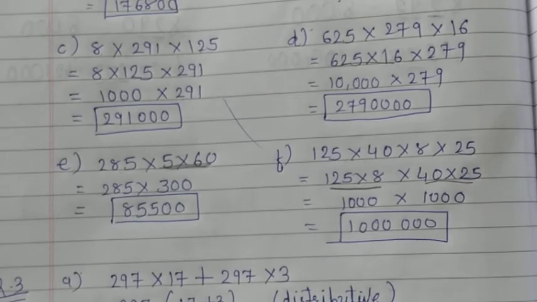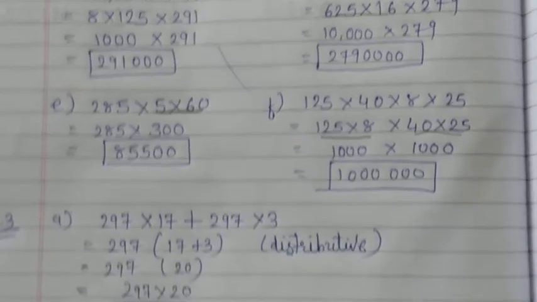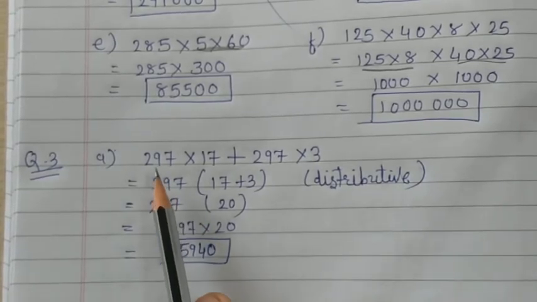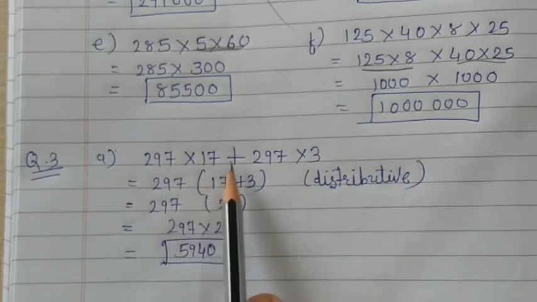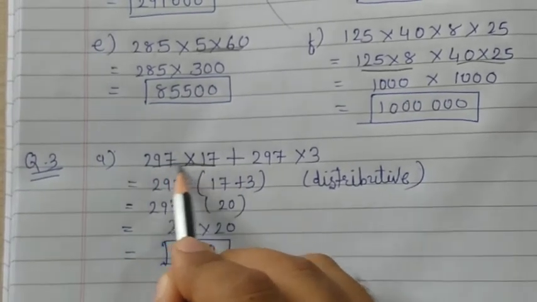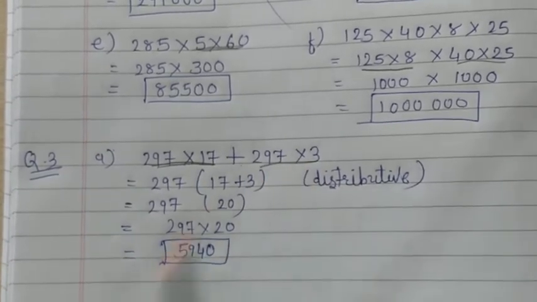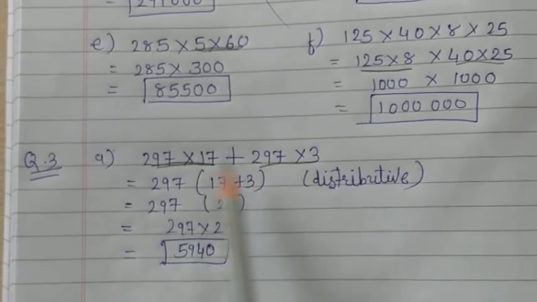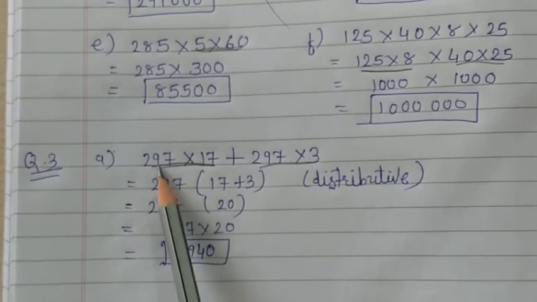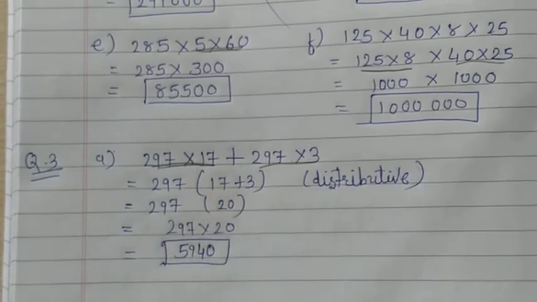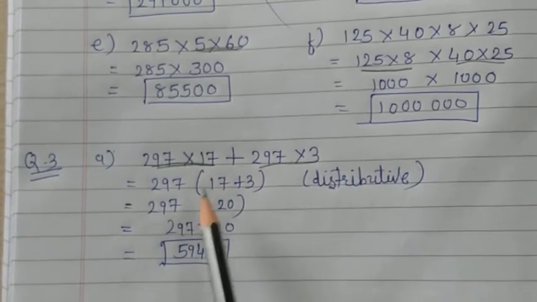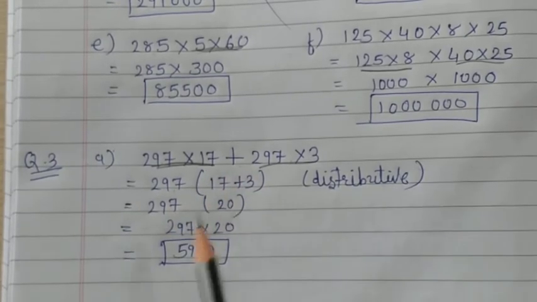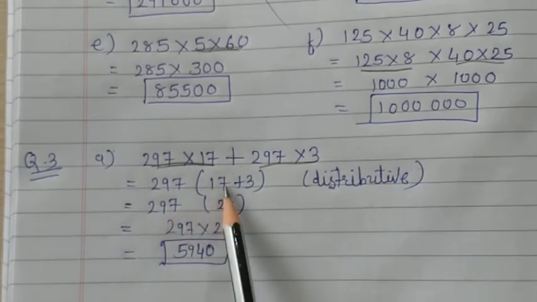Question number 3 is: find the value of the following using the different properties. First is 297 multiplied by 17 plus 297 multiplied by 3. Here there are two terms in multiplication plus two terms in multiplication. First of all we observe that 297 is common in both terms. So take 297 as common. In the bracket, 17 plus 3 is remaining. So 297 times the bracket 17 plus 3.